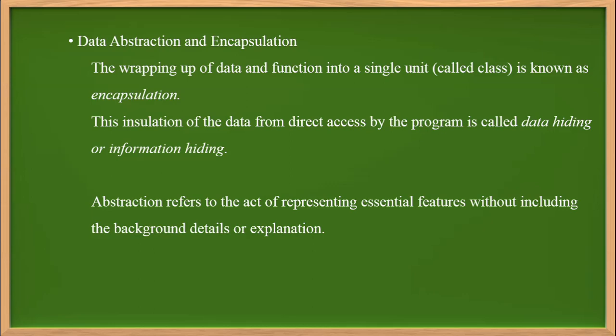The data is not accessible to the outside world, and only those functions which are wrapped in the class can access it. These functions provide the interface between the object's data and the program. This insulation of the data from direct access by the program is called data hiding or information hiding.